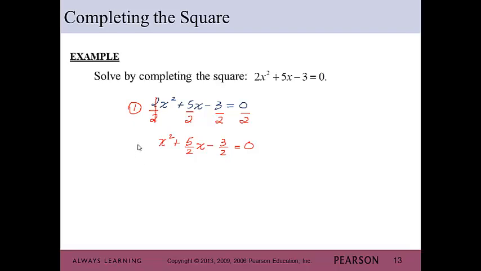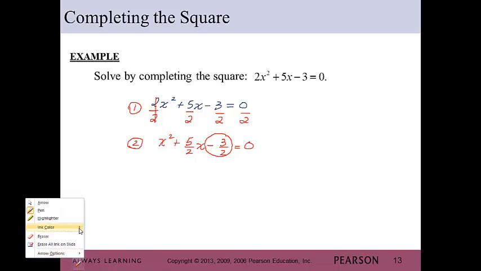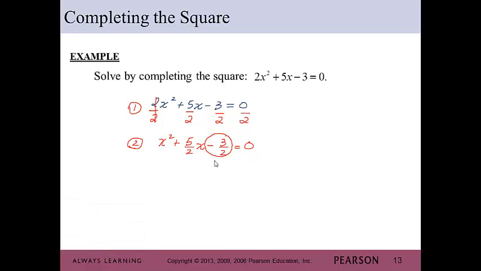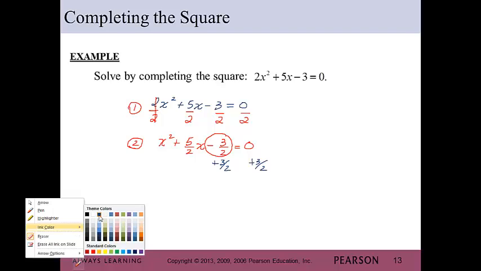And then step 2 says isolate your x terms or your variable terms on one side. So we're going to move the negative 3 over 2 by adding 3 over 2 on both sides of the equation. So now we have x squared plus 5 over 2x equals 3 over 2. Now we're going to complete the square.